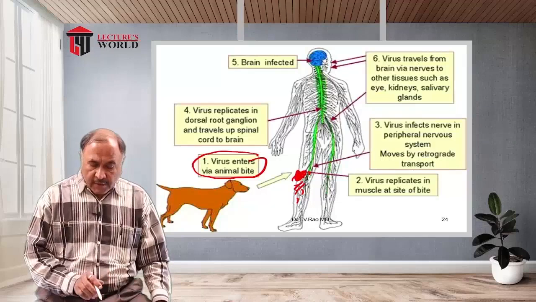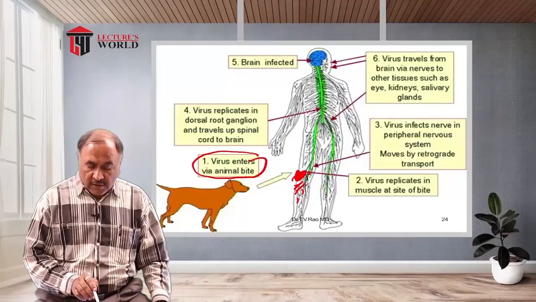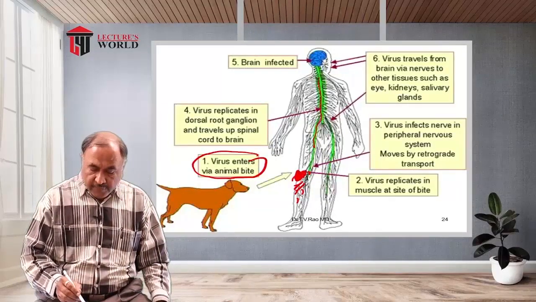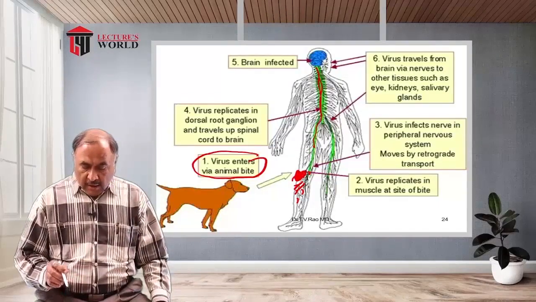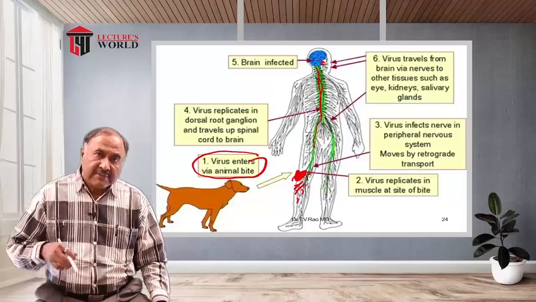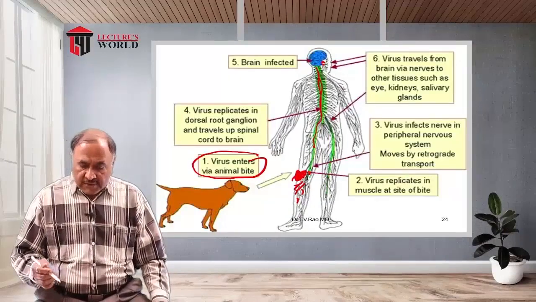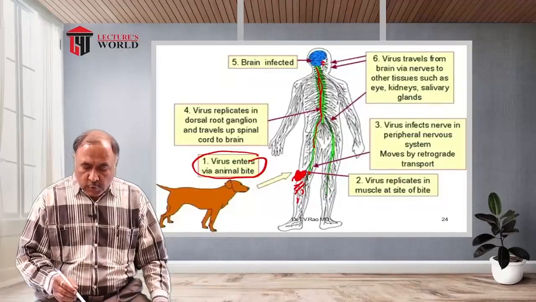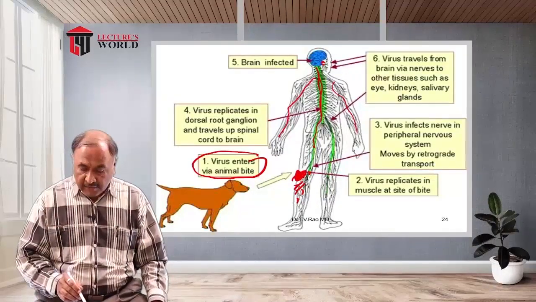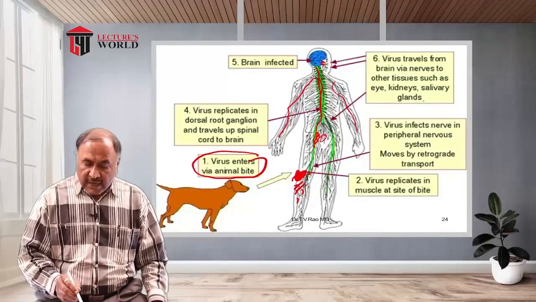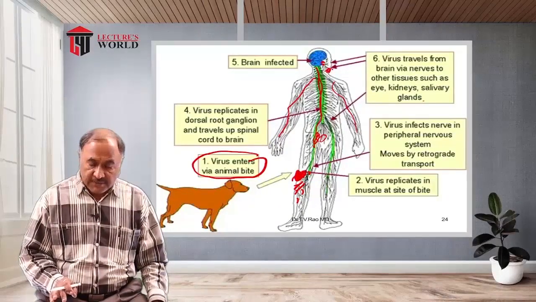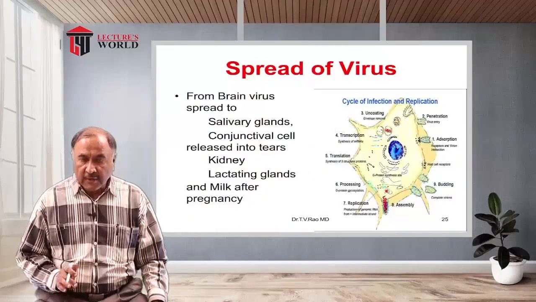Fourth step is the virus replicates in the dorsal root ganglion and travels up the spinal cord through the brain like this. When the brain is then infected, the virus travels from the brain via nerves to other tissues such as eyes, kidneys, and salivary glands here. So this is how the virus will be transmitted in our body. It will travel in the body.